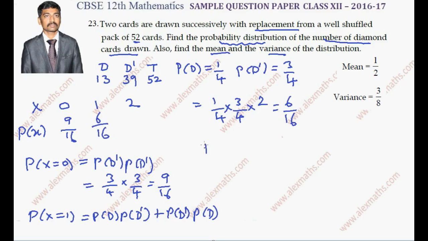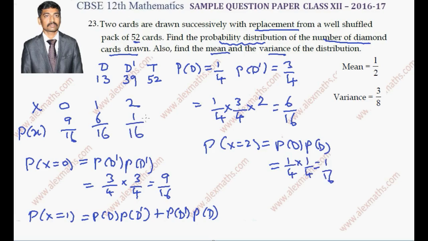Then coming to P of x is equal to 2, which means both are diamond, P of D into P of D. So we get 1 by 4 into 1 by 4, totally we get 1 by 16. After finishing the distribution table, add all the probability values, check whether you are getting 1. So 9 plus 6 plus 1, totally 16 by 16 is 1. It means the distribution table is correct. We have completed the first part, that is finding the distribution table. Using this, we have to find the mean and variance.